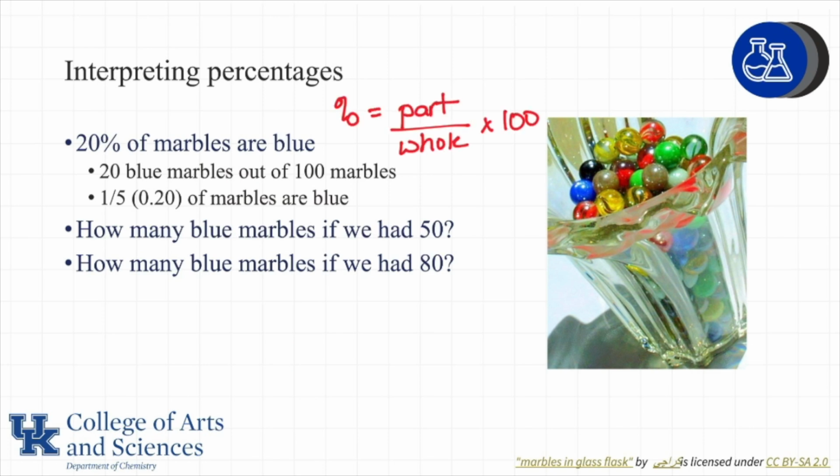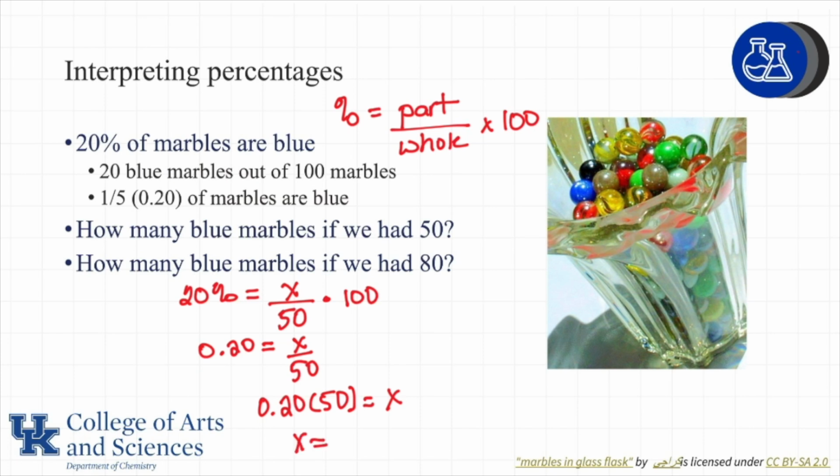Remember that percent is part over a whole times 100. We know that the percentage is 20% because we were given that information. We don't know the part because we're looking at how many blue marbles out of the 50 total. So that's our part. We put in X for that. 50 goes in the denominator because that's our whole. Multiply that by 100. If we divide both sides by 100, we get 0.20 equals X over 50. Then we can multiply both sides by 50 and get X equal to 10. If we have 50 marbles total and 20% of them are blue, then we'd have 10 blue marbles.